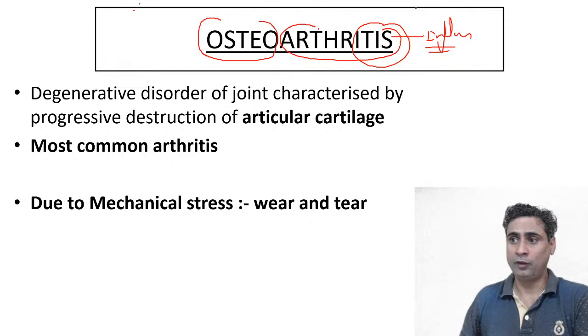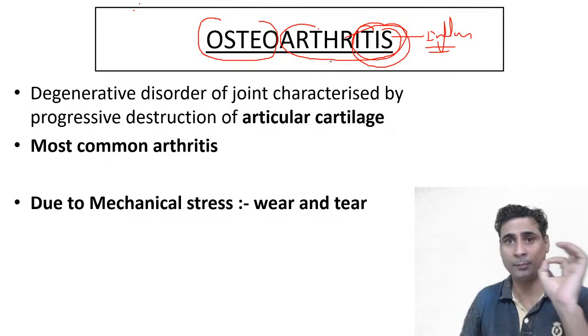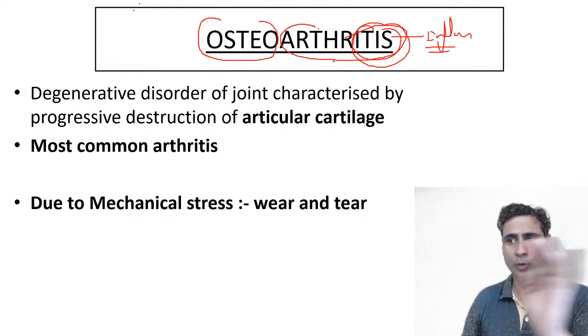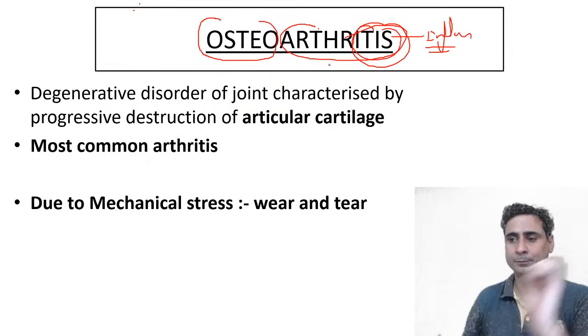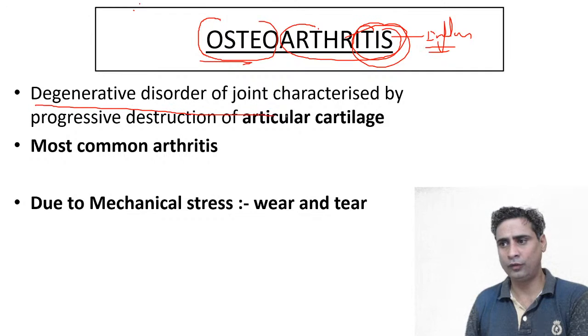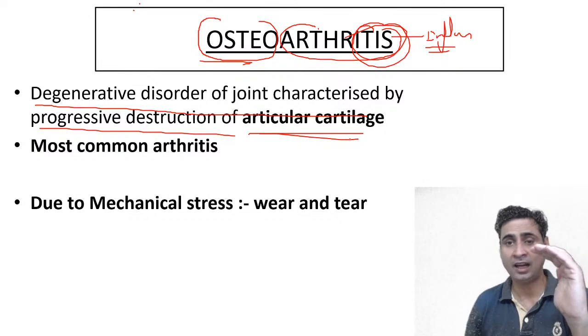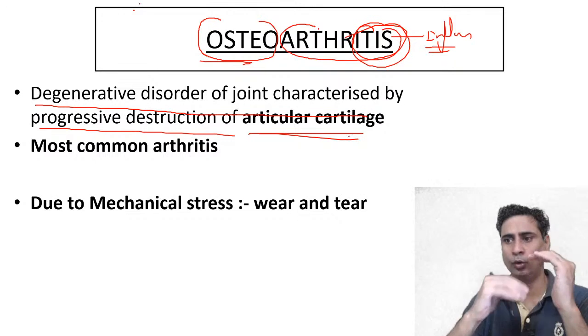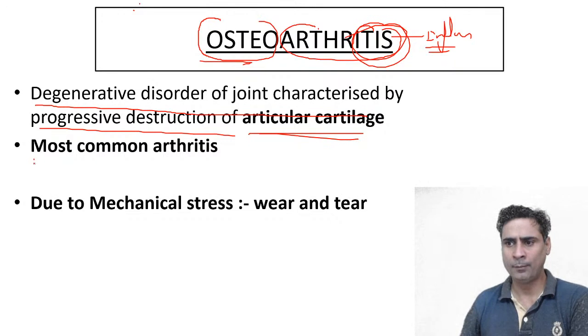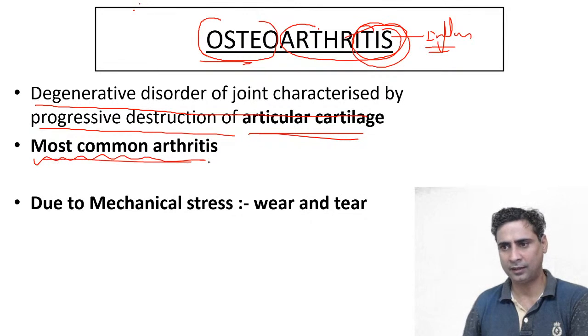So inflammation does play some role in osteoarthritis. Usually we consider non-inflammatory arthritis a misnomer because inflammation is not there, but actually it is not a misnomer. Inflammation does play some role, that I am going to tell you in pathology. So osteoarthritis is a degenerative disorder of joint characterized by progressive destruction of articular cartilage. And reminding you, articular cartilage is hyaline cartilage covering the articular surfaces of two adjacent bones. It is overall the most common type of arthritis.